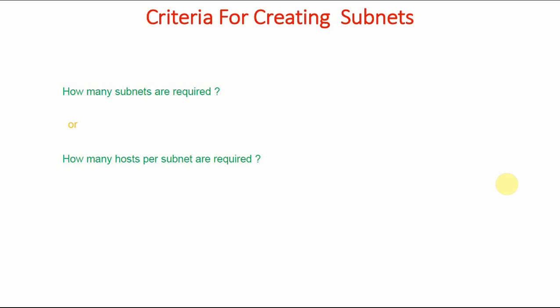Now, what is the criteria for creating the subnets? We have two criteria for creating a subnet. Suppose we have a C class address. The first criteria is how many subnets are required. In a C class we have 256 systems on which we can do the networking. When I say how many subnets, I mean I require 4 subnets.